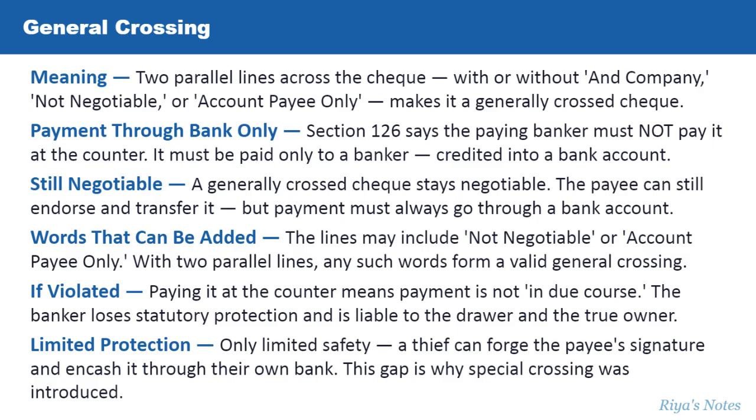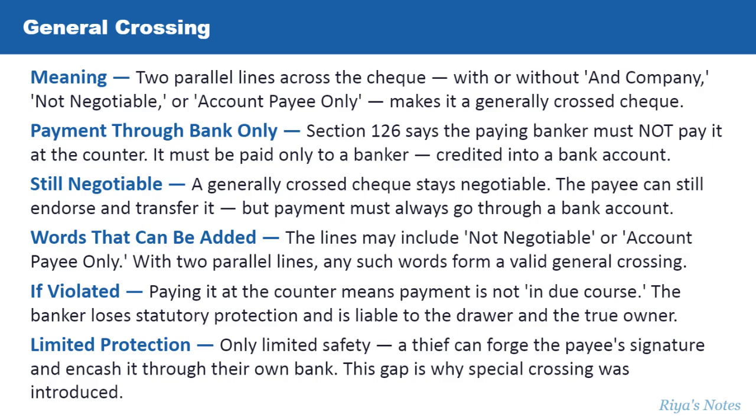The payee can still endorse and transfer it, but payment must always go through a bank account. Words that can be added: the lines may include "not negotiable" or "account payee only." With 2 parallel lines, any such words form a valid general crossing. If violated, paying it at the counter means payment is not in due course. The banker loses statutory protection and is liable to the drawer and the true owner.